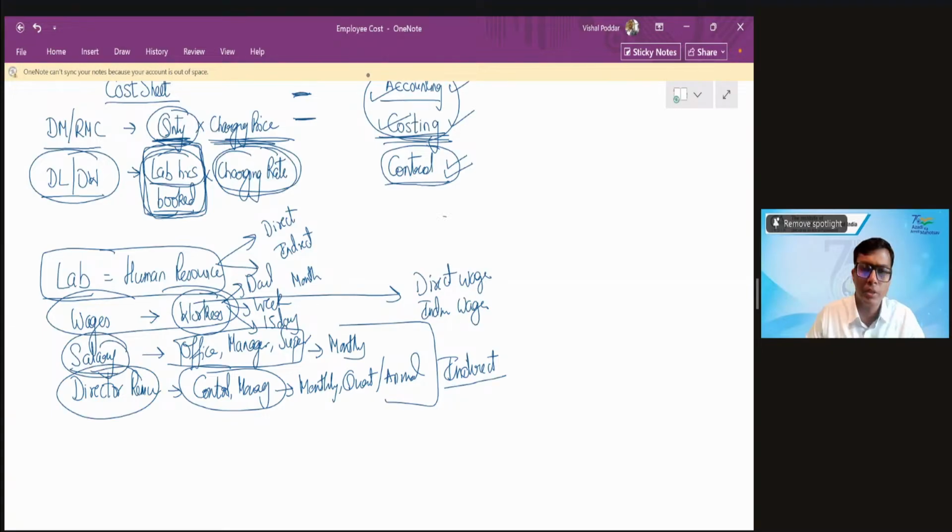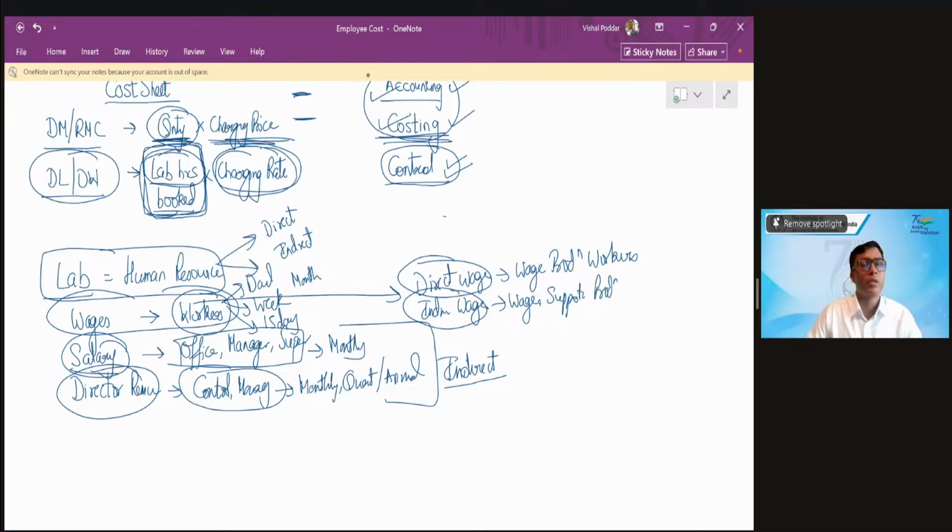This direct wages is mainly the wages paid to production workers. Indirect wages are the wages paid to workers who are supporting the production workers, like the workers who are engaged in stores, like the workers who are supporting the main production workers in the form of helpers, right? So this is the difference between direct and indirect wages.